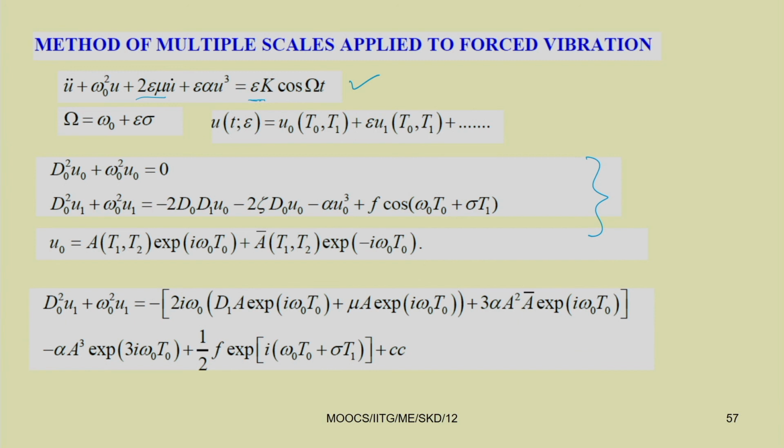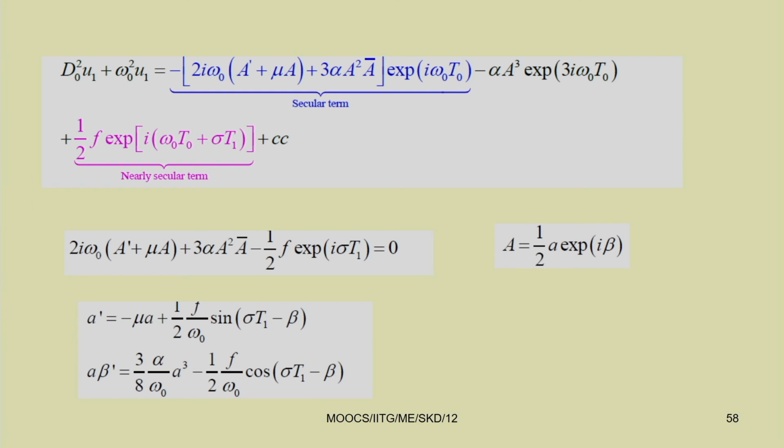The solution of D 0 square u 0 plus omega 0 square u 0 equal to 0 is u 0 equal to a(T 1, T 2) e to the power i omega 0 T 0 plus a bar e to the power minus i omega 0 T 0. Substituting this in the higher order equation, that is order of epsilon, we get this equation. Now, we eliminate the secular term.